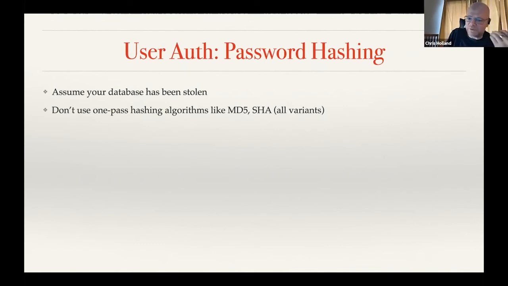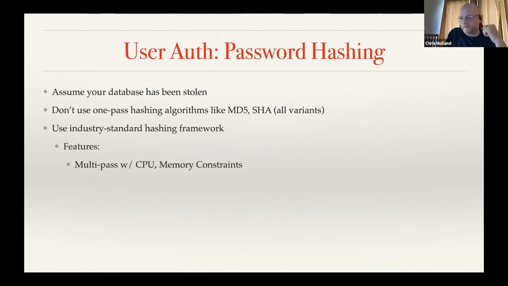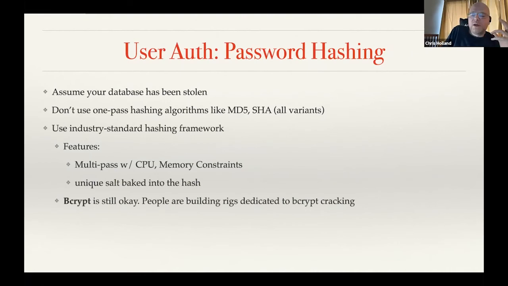If you are doing password hashing, you should be using an industry standard hashing framework which was specifically designed for password hashing. Some of its features should be that it's a multi-pass algorithm, which will put a lot of strain on CPU and a lot of strain on memory. It should have a unique salt baked into the hash. Bcrypt has been an industry standard for a long time, and it's still okay. People are building rigs dedicated to Bcrypt cracking. With this said, they're still very not practical, and I'm going to show you an example of it.